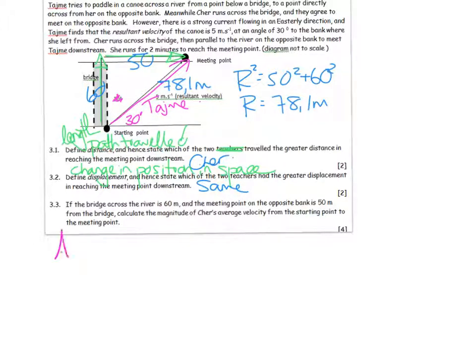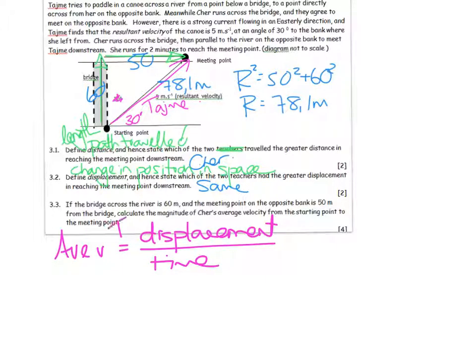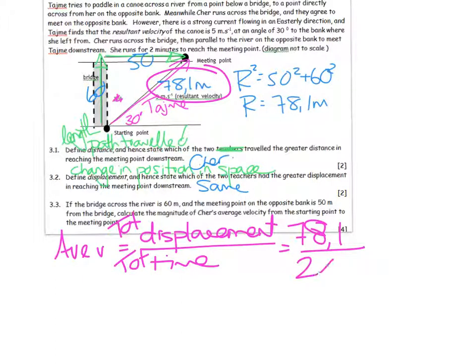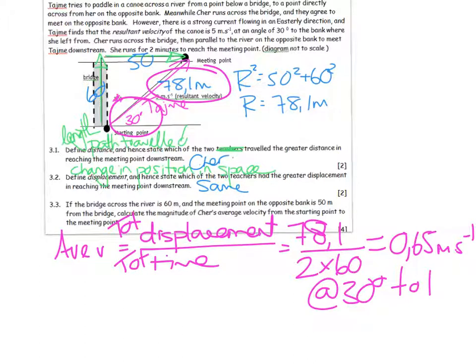Get your definitions right. If I'm doing average velocity, it is equal to displacement divided by time. And if it's an average, it's total displacement divided by total time. Her displacement was 78,1, and her total time for 2 minutes is 2 times 60, which is 120, and I land up with 0.65 meters per second, which you did really, really badly, so I didn't also look at your direction, but you should have given a direction at 30 degrees to bank.